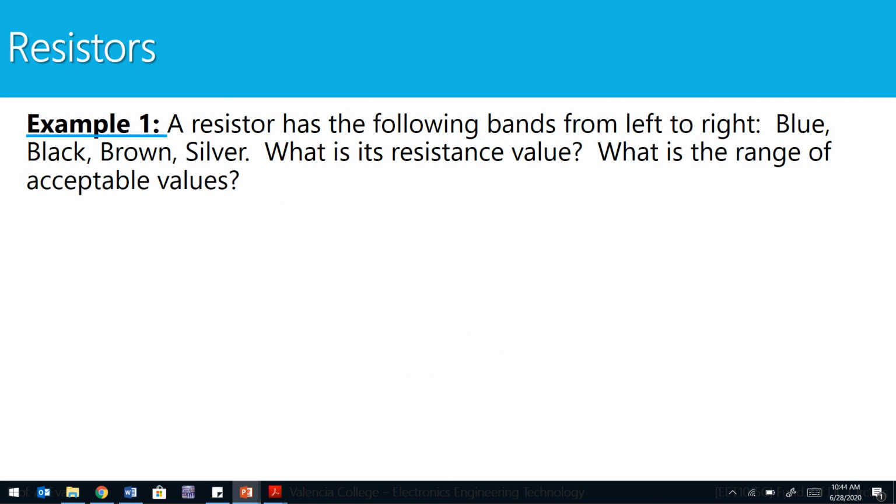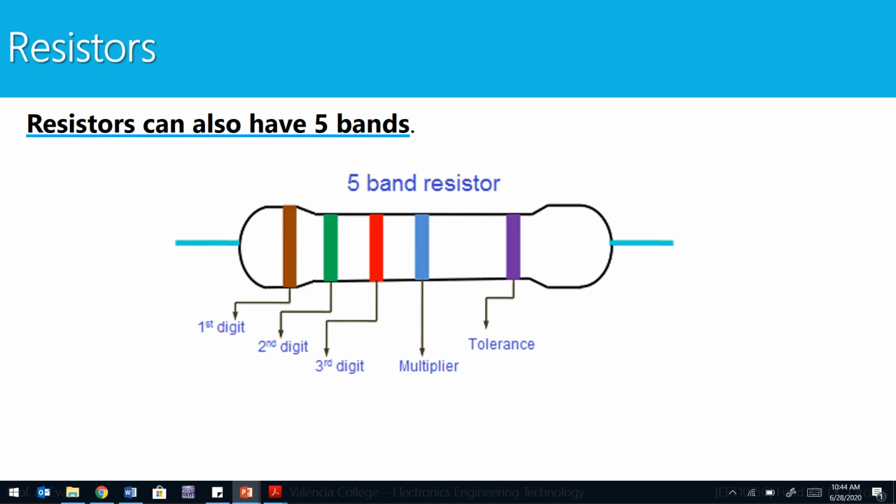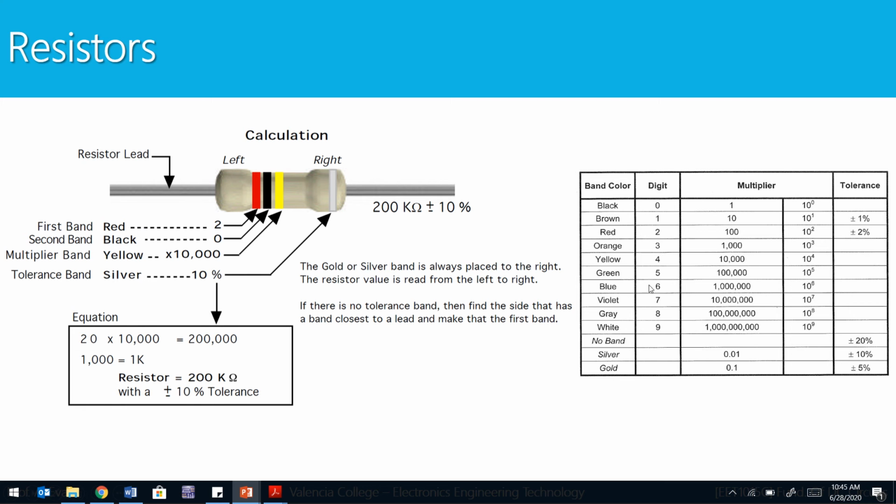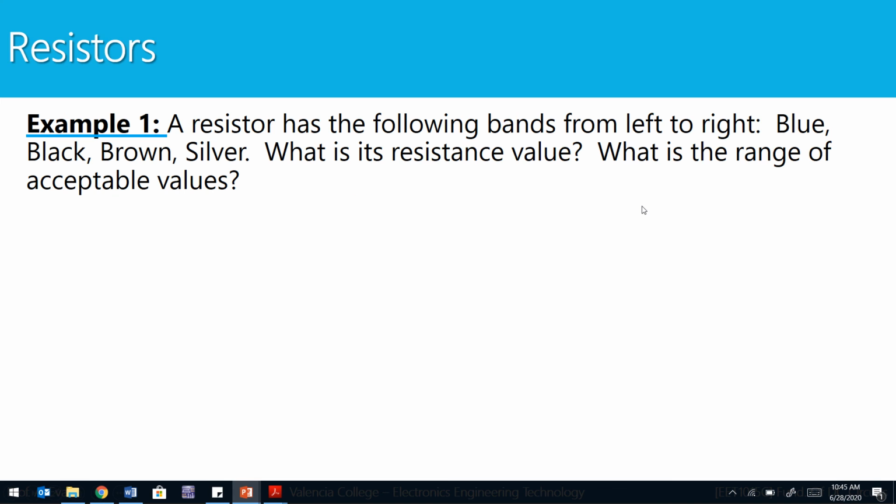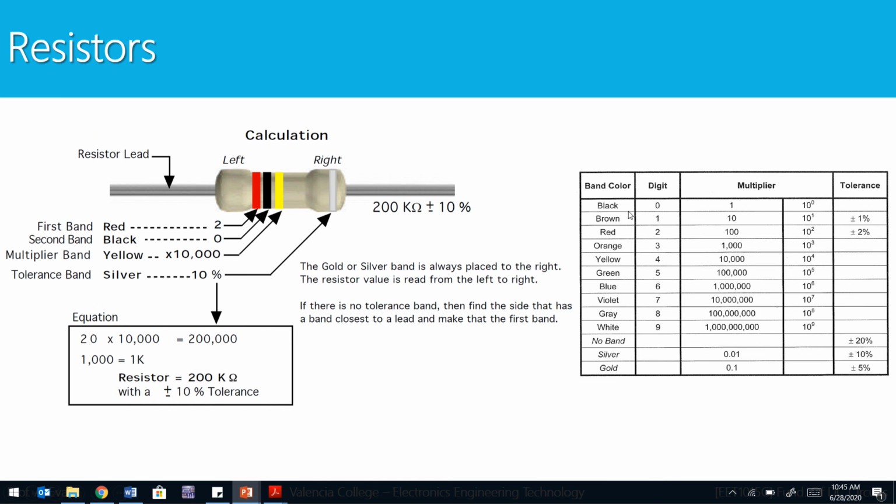So now let's do some practicing. If you have a resistor with the following bands: blue, black, brown, silver, what is its resistance value, and what is the range of acceptable values for that resistor? You're going to use that chart that I showed on the previous slide to decode this resistor. The colors are blue, black, brown, silver. You know that blue and black represent your digits. So if I go back here, blue is my first digit and black is my second digit. So I have the number 60. And then my third color is brown. That's my multiplier. Brown gives me a multiplier of 10.